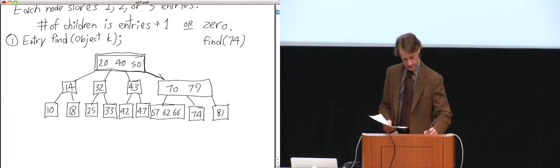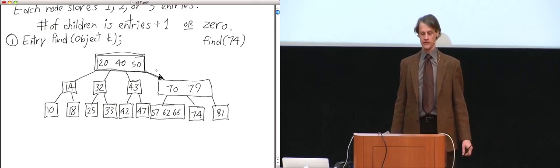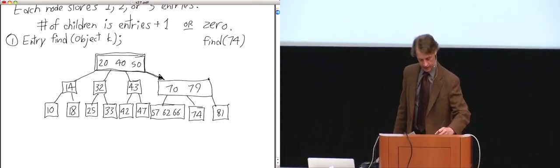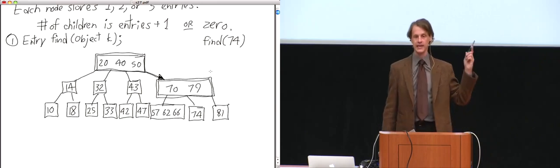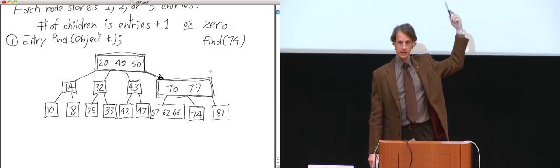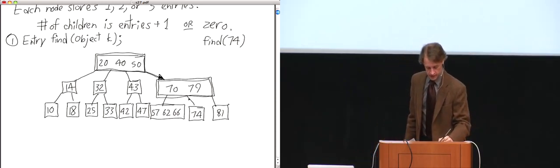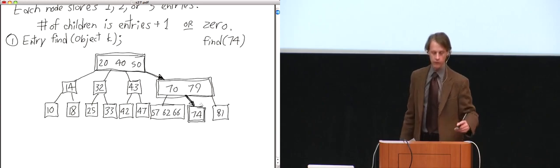I follow this arrow down to this child because 74 is greater than 50. I now visit this node, and once again I compare 74 with the keys in that node. 74 is between those two keys. It's between 70 and 79. So I'm going to take the middle branch down to this child here, and sure enough, there I find the 74 that I'm looking for.